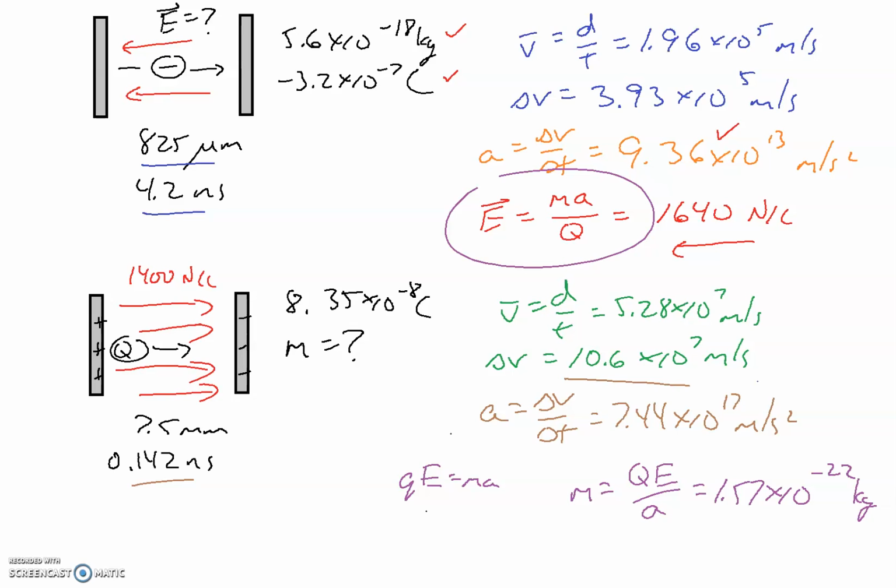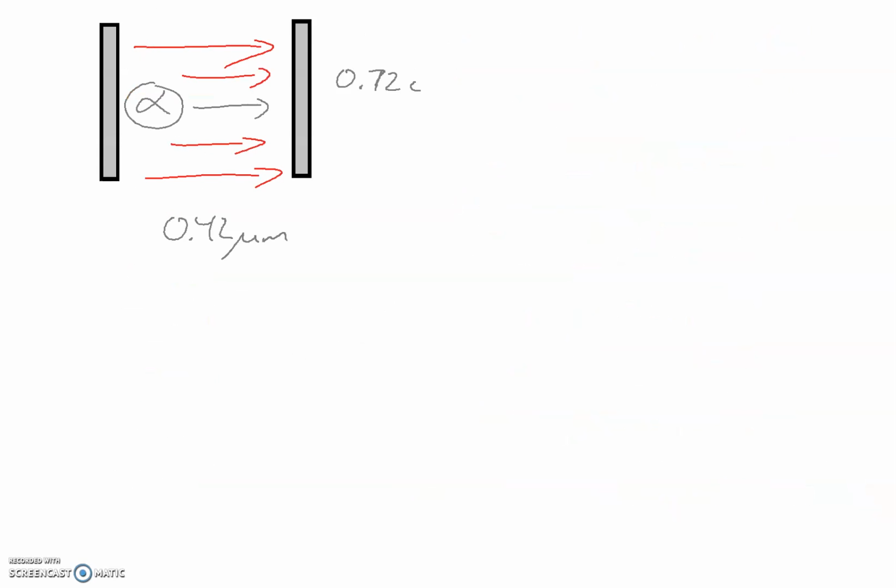All right, let's try another question. For this one, we have an alpha particle between two plates that are 0.42 micrometers apart, and it hits the other side going 0.72 c. We've done this type of thing before, where it's 0.72 times the speed of light, so we've got to convert that to meters per second. This would be 2.16 times 10 to the 8 meters per second. That's going to come in handy, and of course this will be our change in v.